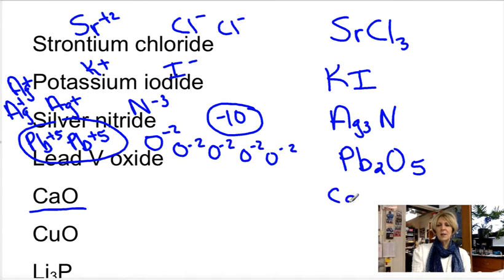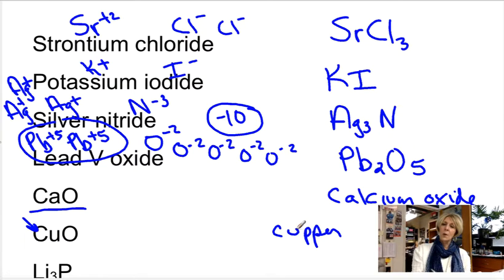All right? So now we're going to go to the names, from the formulas to the names. CaO is just going to be plain old calcium oxide. CuO, oops, that's a transition metal, so I have to figure out the charge. It's going to be something oxide, and it's going to be copper something oxide. I just have to figure out the charge on the copper so I know what Roman numeral to use. Oxide is a -2 charge. There is only 1 copper, so the charge must be +2. So copper 2 oxide.